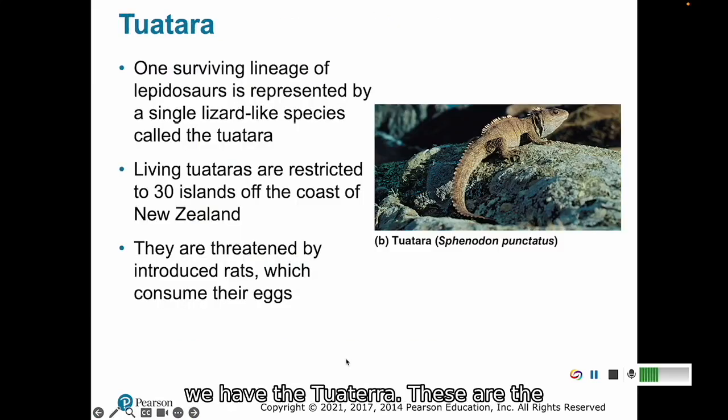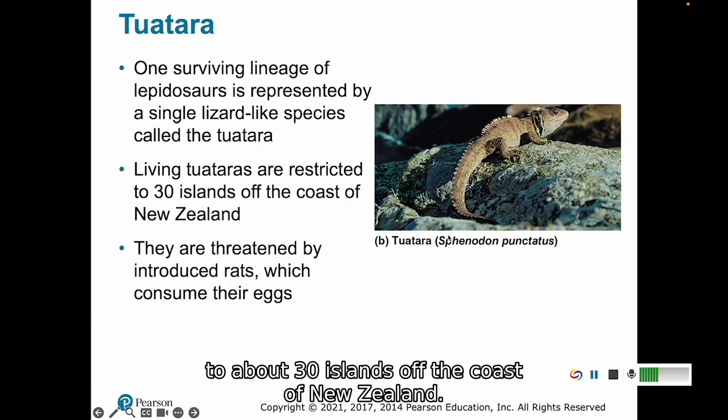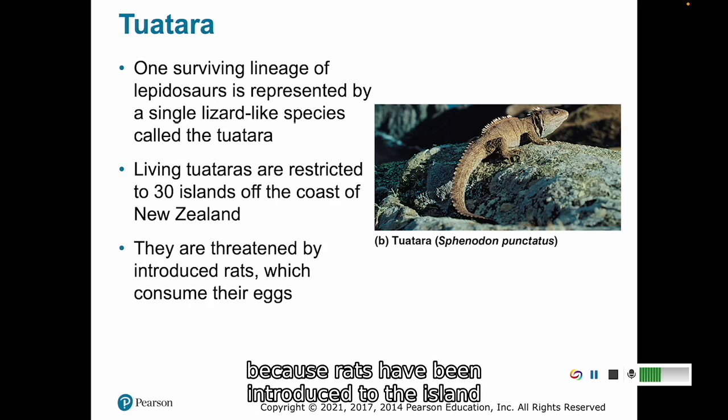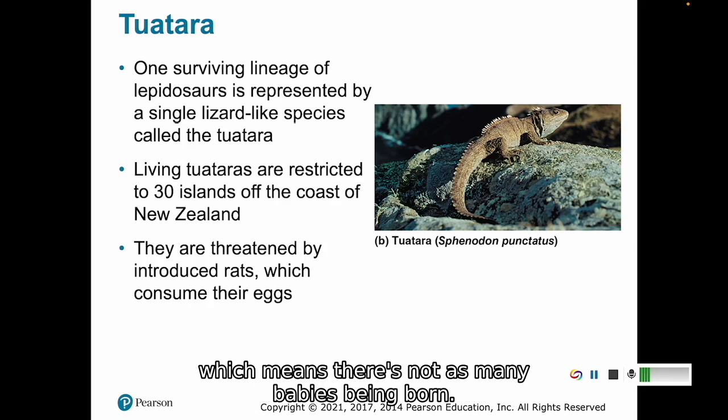Next, we have the tuatara. These are the surviving lineage of lepidosaurs, and they're lizard-like. They are restricted to about 30 islands off the coast of New Zealand. However, they are threatened because rats have been introduced to the island, and the rats eat their eggs, which means there's not as many babies being born.